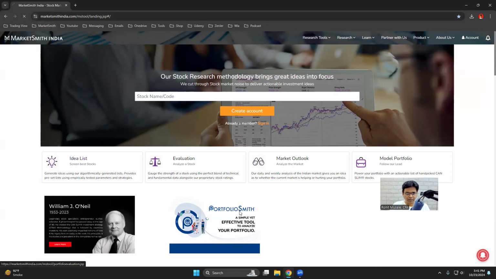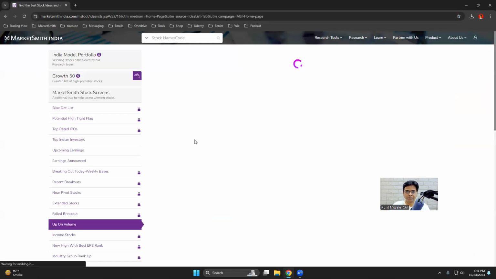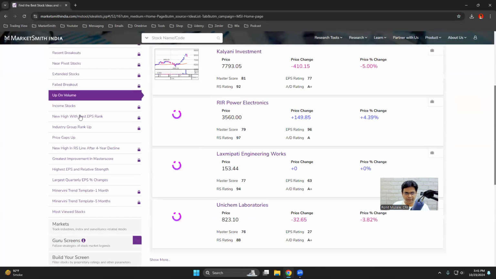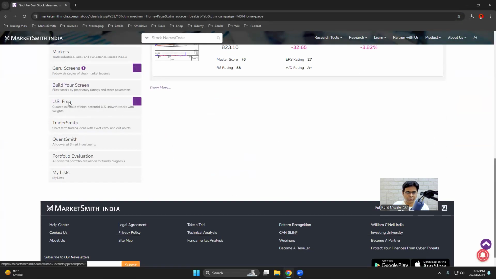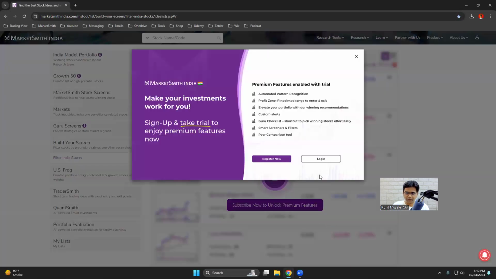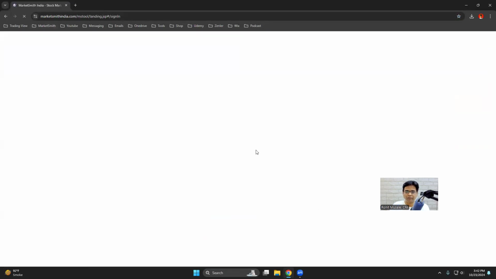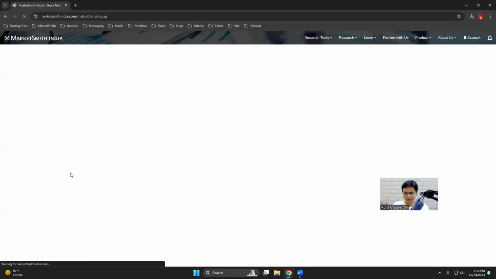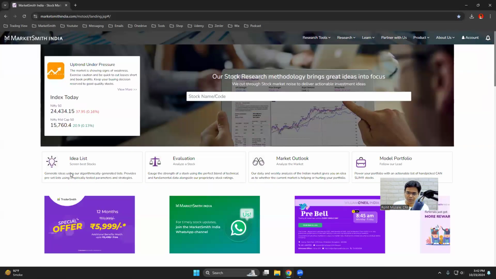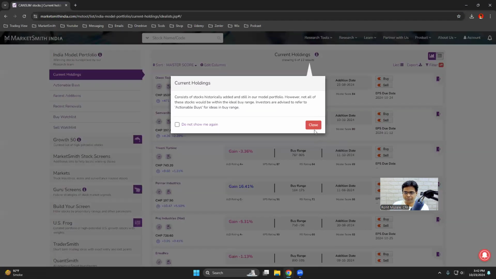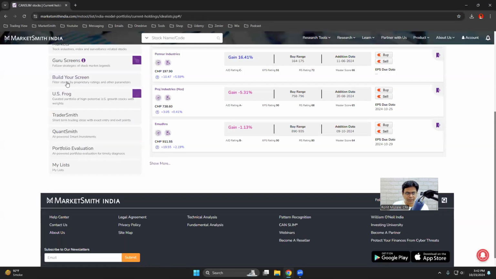So I'll go to idea list. And you see there is build your screen here. See, build your screen. Click here, filter India stock. So it's asking me to log in. So I will log in here. I am a premium subscriber of MarketSmith. I'm not officially associated with them. So I'm just a regular customer. I use this platform to save a lot of time. Okay. So let's go to build your screen.